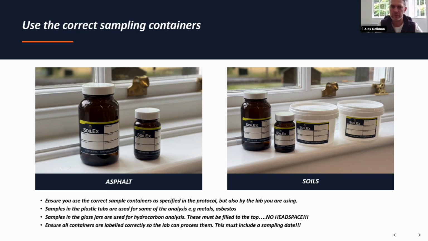Asphalt typically just needs 2 jars, but what I also say is whatever lab you're using, whatever supplier you're using, speak to them as well, because they will have their own processes which are guided by UKAS and MCERTS accreditations for the soil sample volumes that they need. But ultimately it's very, very important that both the tubs and the jars are used, because they're used for different analysis in a lab and it will affect some of the results.